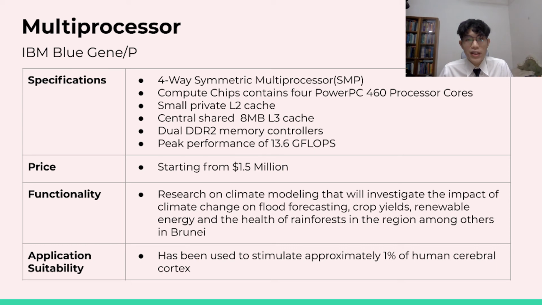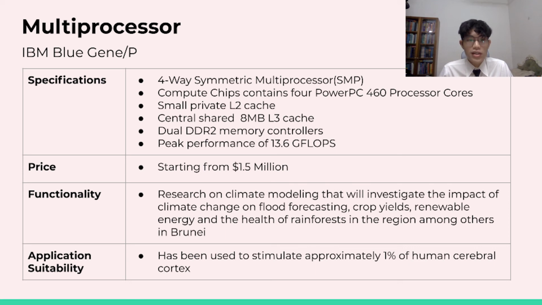As for the price, it starts at 1.5 million US dollars, and the functionality is used for research on climate modeling that will investigate the impact of climate change on flood forecasting. Besides that, it also helps with crop yields, renewable energy, and the health of rainforests in the region, among others. This is all being done in Brunei, for example.